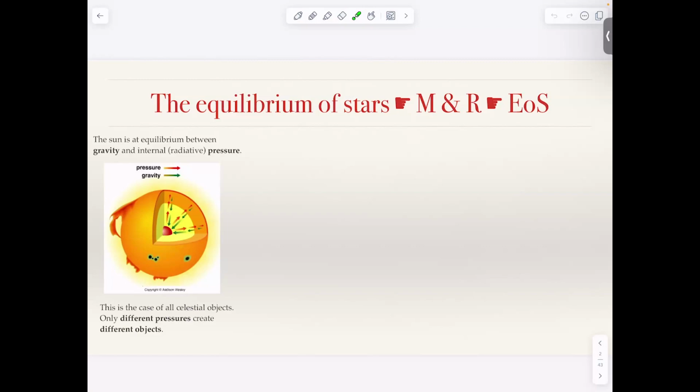Okay, and the differences between all the stars that we see in the universe are not due to gravity, because gravity is universal and it is the same interaction for all stars, but only due to this internal pressure. The equilibrium of a star, so the radius of a star, changes only because this internal pressure changes. So this is the only thing which makes a difference between the stars.